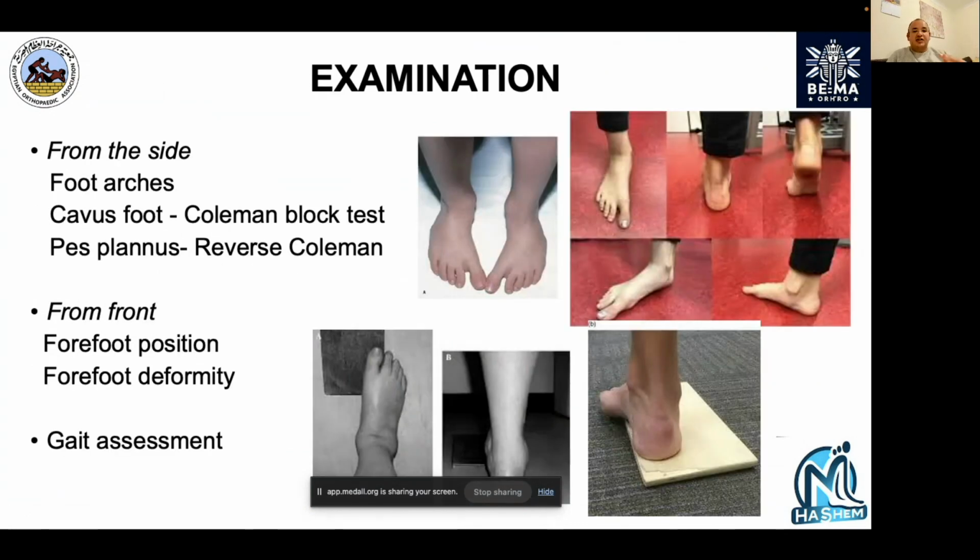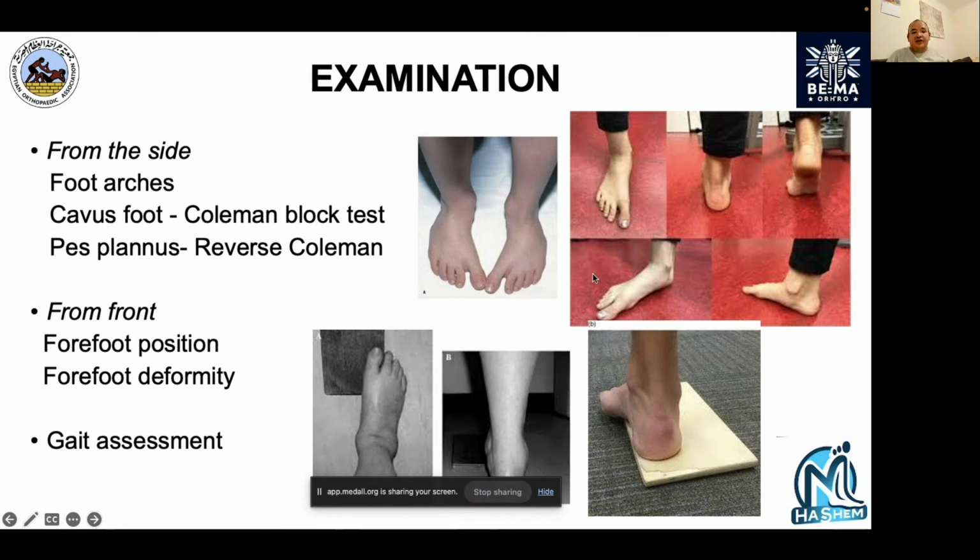So actually I do the side before behind. I should have spotted that. From the side, I look at the arch of the foot. As you see in this picture, is the arch of the foot a low arch or a high arch? Is the patient in cavus? Is the patient in planus?